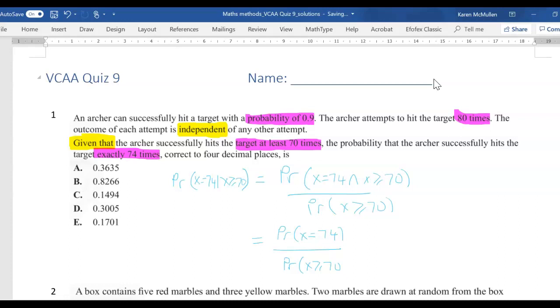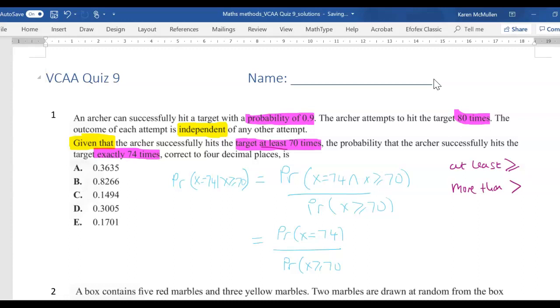Inequality, so "at least" means that we are including 70. It's at least 70, so it has to be greater than or equal to. If we use the phrase "more than," it has to be greater than.